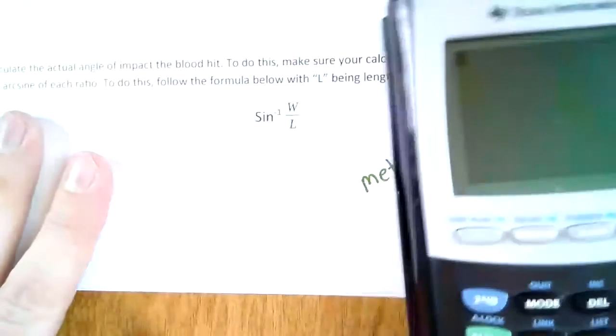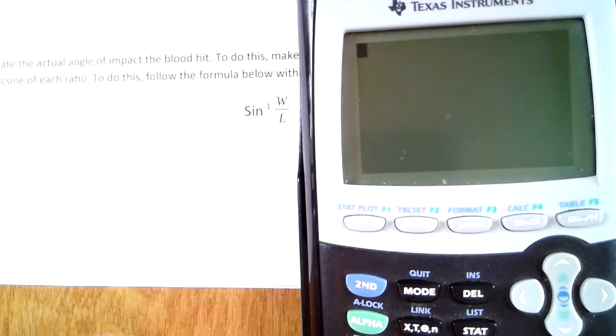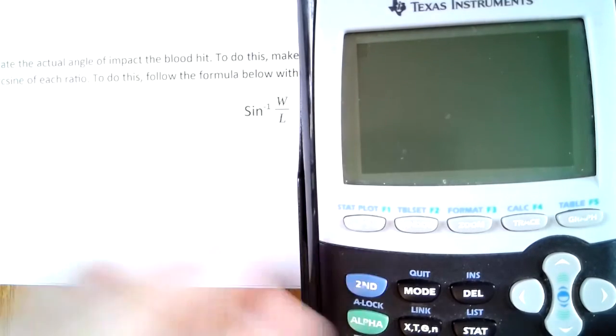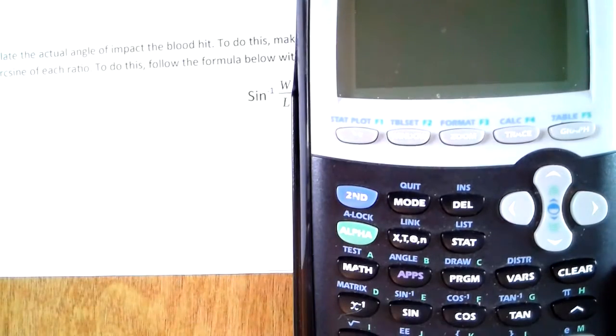All right, so a lot of times I just tell you to type it in like this. You're going to do the inverse sine. On a lot of your TI calculators, you're going to press the second button and then the sine.